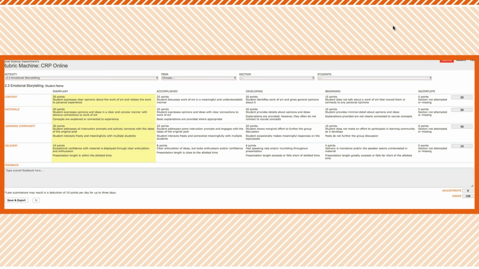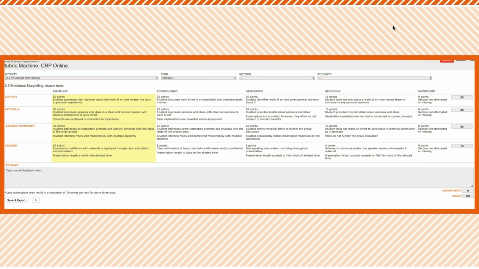So here's how I'm grading your 2.3 assignment. I'm grading first on content, which is really basically going back to those 4 prompts that I mentioned at the very beginning. Did you address all 4 of those prompts within your assignment? The rationale, did you express your opinions and ideas in a clear and concise manner with obvious connections to the piece of art? Are you staying focused on talking about this piece of art, or does it kind of go off in a tangent? You really need to stay focused on why this piece of art has inspired you.